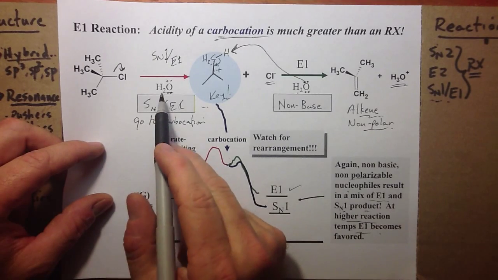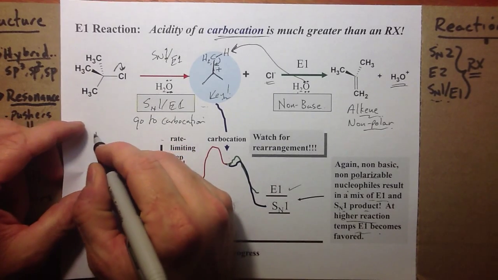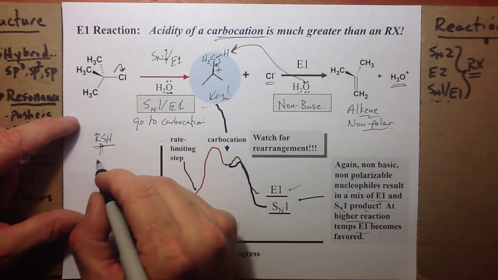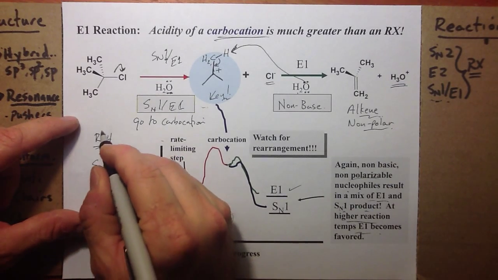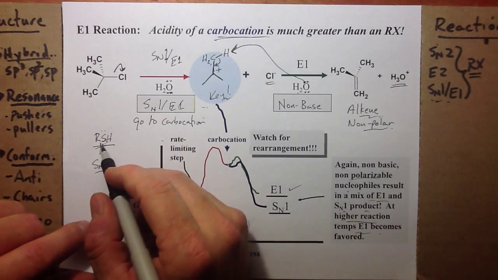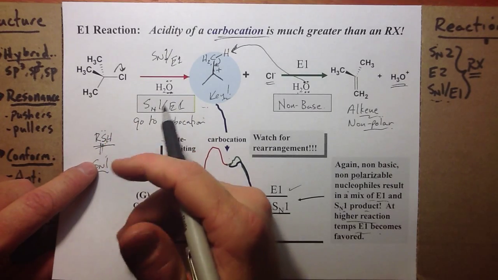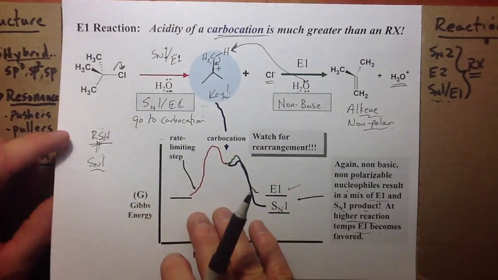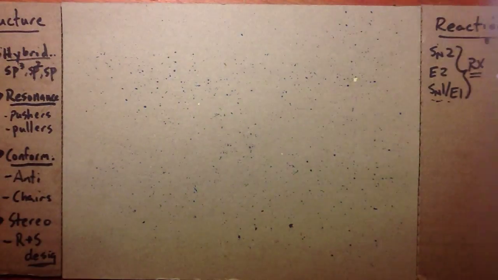If we were to again use thiols or RSH, this tends to favor more SN1 product because the nucleophile we're using is a large sulfur having polarizability. Anything in the third row or below has polarizability. I'm going to move a little more quickly here.